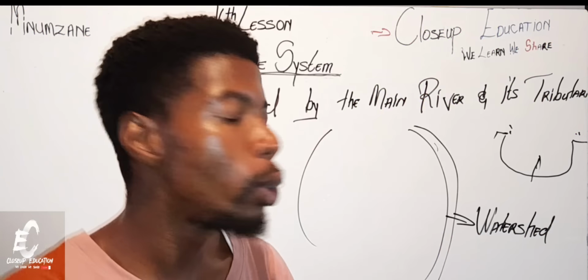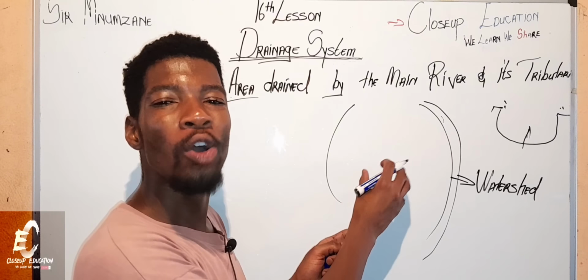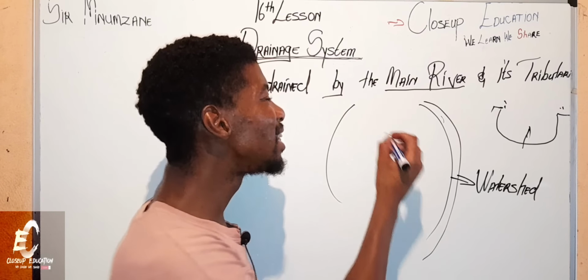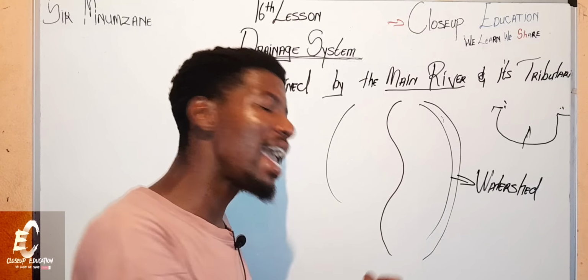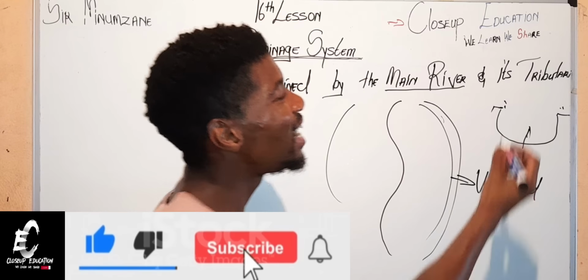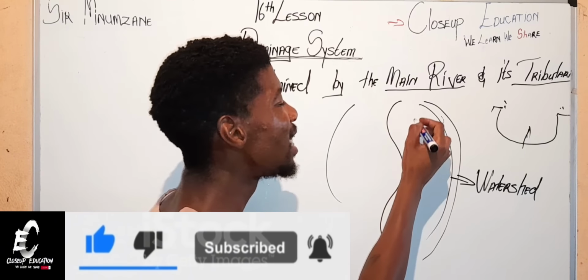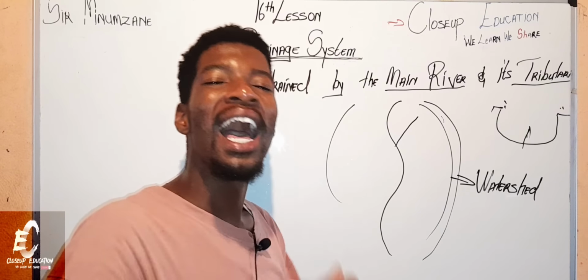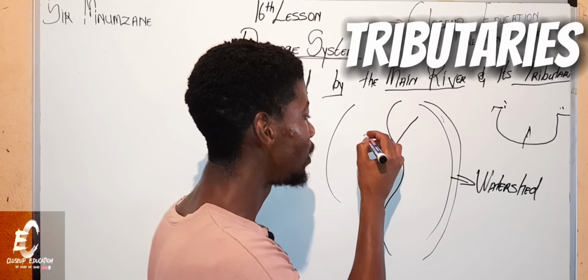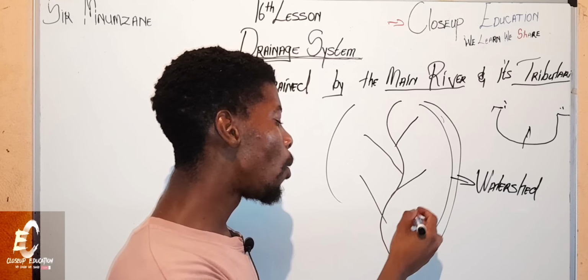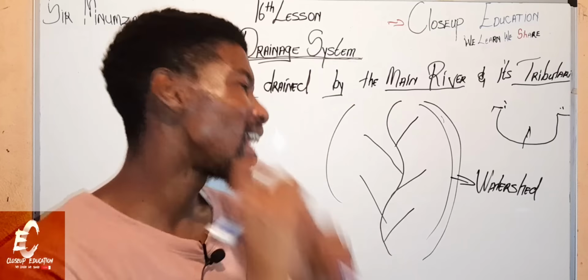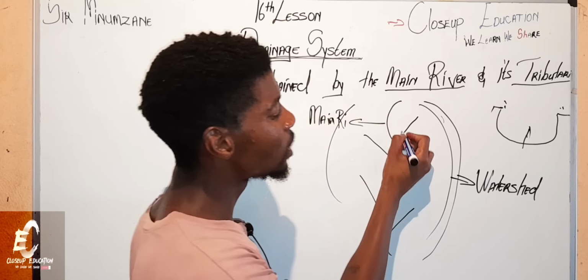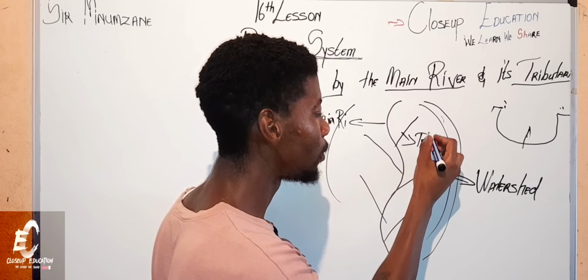Right, so what else do we know? We know that this area is drained by the main river, and its tributaries, meaning the small streams that join the main river, are called tributaries. Let's write down: this is what we call our main river, and this is what we call our tributaries.